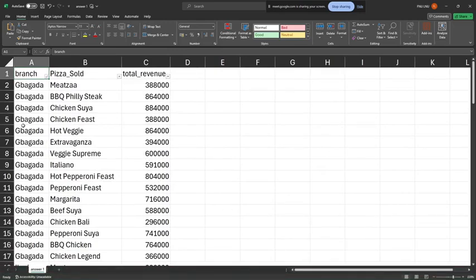This is the branch and pizza sold combination and the total revenue. Now, I want to get, for this Gagada branch, which one has the highest for the whole of Gagada branch? I think from what I see it is Gagada chicken suya.